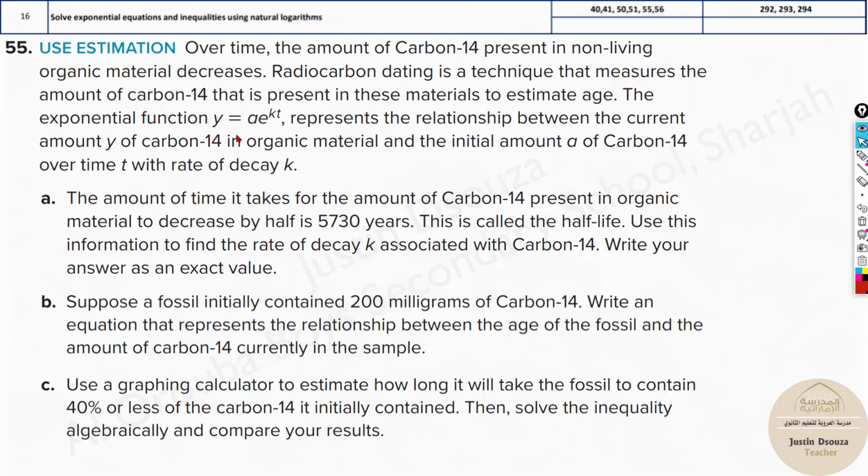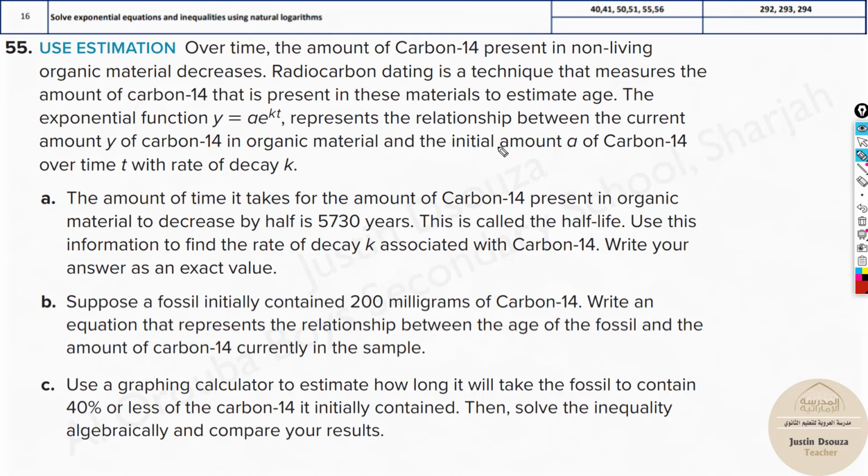The exponential function y equals a e to the power kt represents the relationship between the current amount y of carbon-14 in organic material and the initial amount a of carbon-14 over the time t, with the rate of decay k. Now what we need to do is, they have given all the data: the amount of time it takes the amount of carbon-14 present in an organic material to decrease by half is given over here, 5,730 years. This is called the half-life. Use this information to find the rate of decay. Write your answer as an exact value.